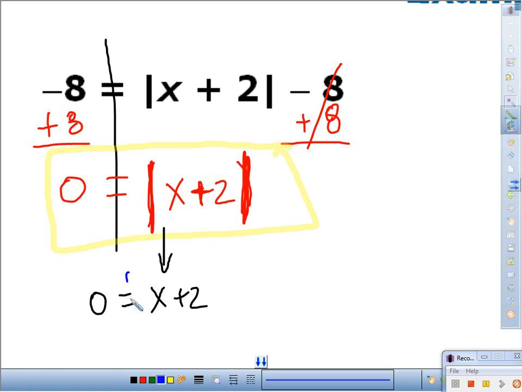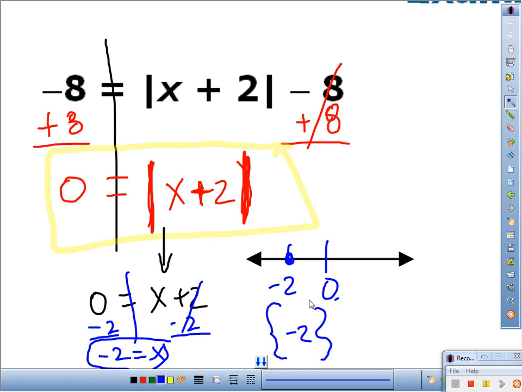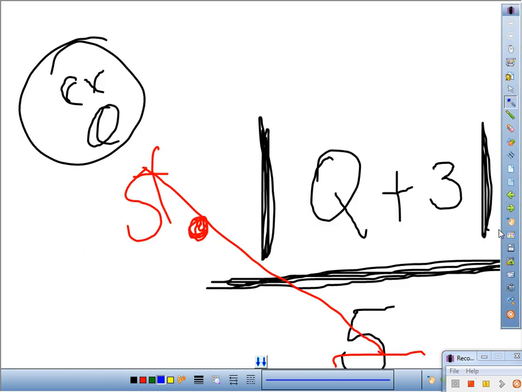Minus 2 minus 2, negative 2 equals x. Let me plot it. And what is my solution set? Solution set, negative 2. And I'm done. Are we there so far? So what did we notice on this one? That it's neither positive or negative, but it's 0. How many solutions? One solution.